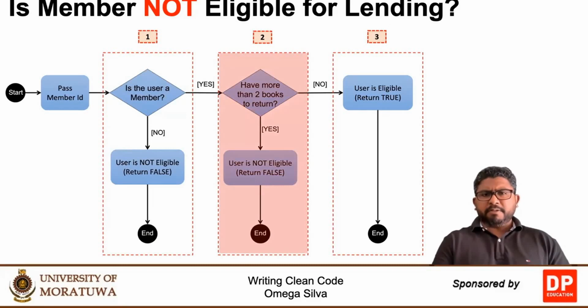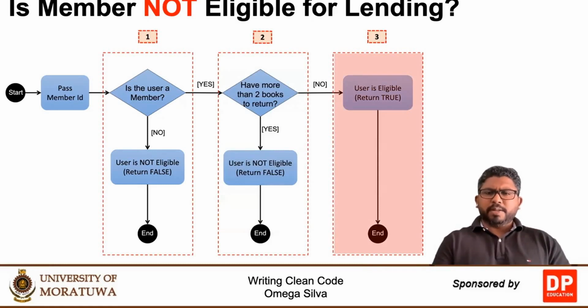And if this condition fails, again, the user is not eligible, the function returns false and ends the function. If it goes to step 3, that means both the conditions have passed. And this means the user is eligible for lending and the function returns true. Now let's try to model this behavior in our logic.